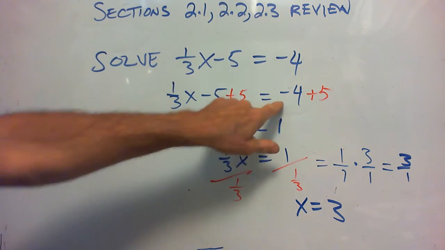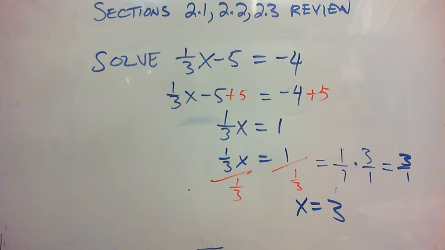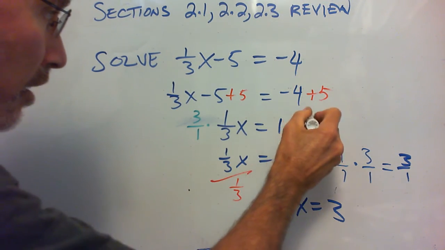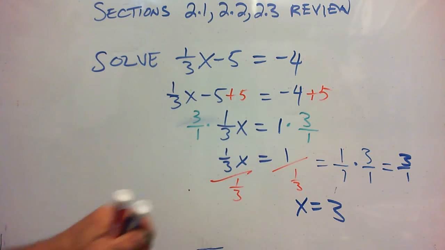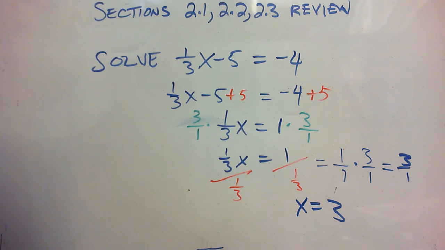Okay, and when we add 5 to both sides, our equation becomes 1/3 x equals 1. We can divide both sides by 1/3, which means we invert the 1/3 and multiply. 1/1 times 3/1 is 3/1, which is 3. And remember, you could have also multiplied both sides here by 3/1, which would accomplish the same thing. x equals 3. So either way, you get the answer x equals 3. If you plug it back in to check, 1/3 times 3 minus 5 is 1 minus 5, which is -4. So it checks out.